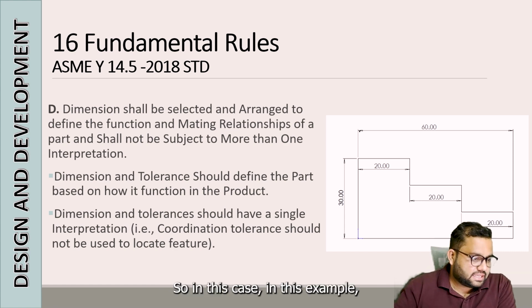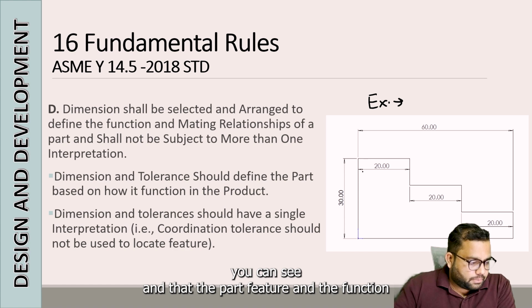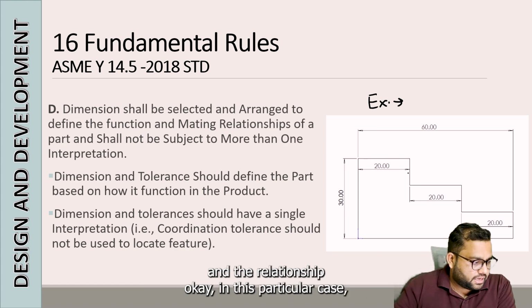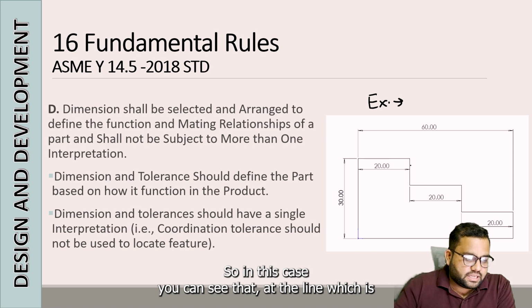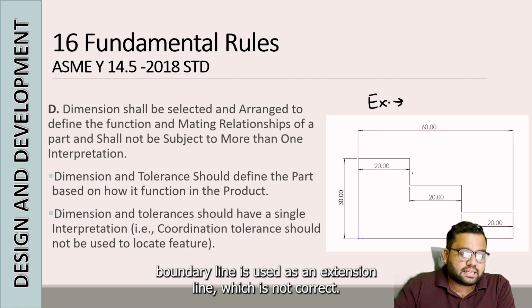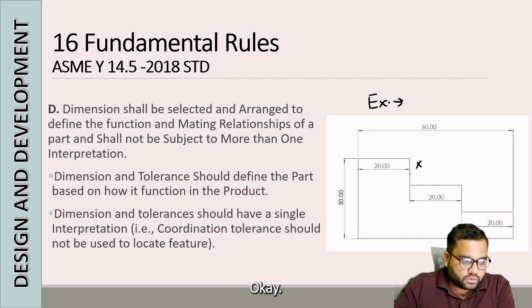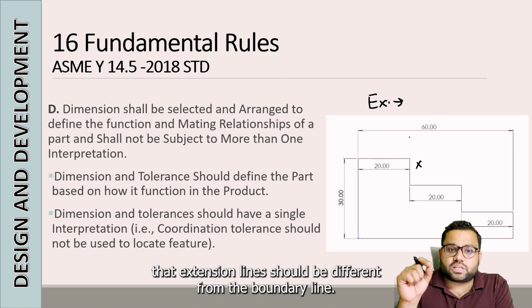Okay, so in this example, you can see that we have selected and arranged the dimensions in such a way that the part feature and the function, and their relationship with each other, should have correct interpretation. You can see that the line, which is the extension line in this case, is used as the boundary line, which is not correct. So we have to give dimensions in such a way that extension lines should be different from the boundary line.